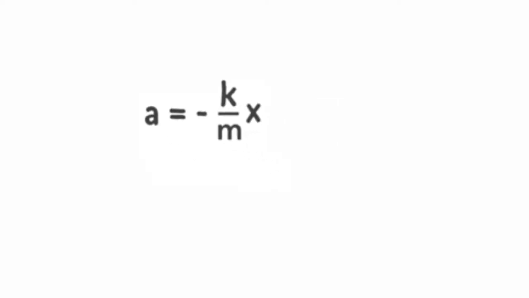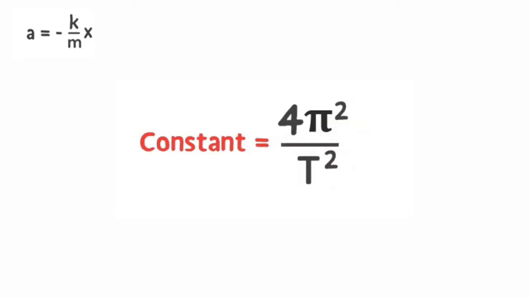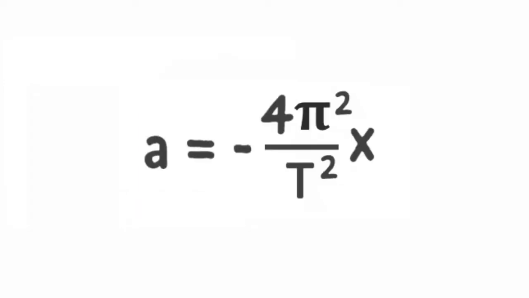Now, because this formula is insufficient, we need another formula of constant of acceleration in terms of angular motion. This formula can be denoted as 4 pi squared over T squared. We will also substitute this equation in our property of simple harmonic motion, which is A equals constant times x, and it will be written as A equals negative 4 pi squared over T squared times x. We can call this our second equation.